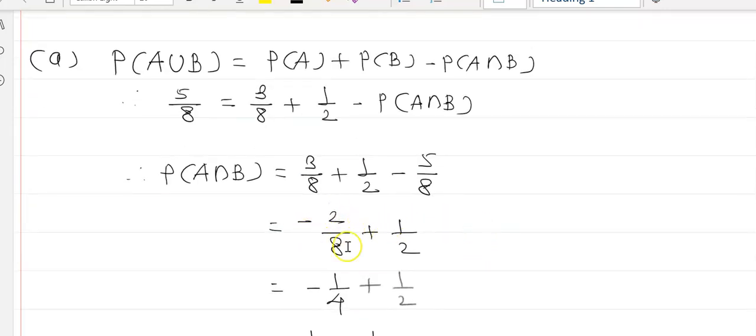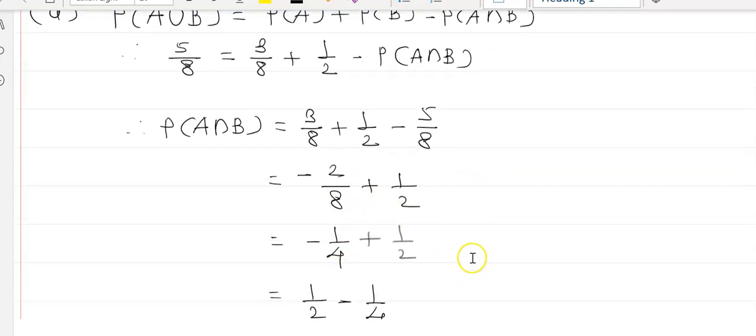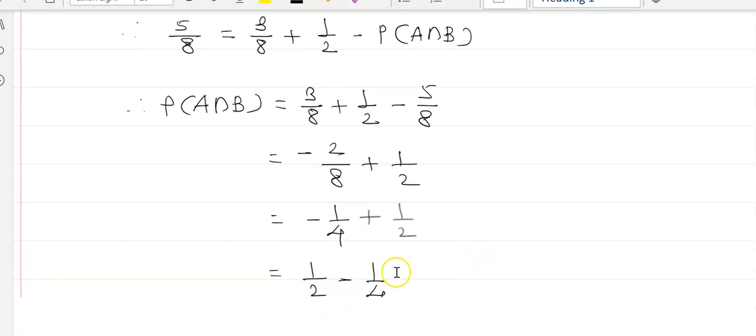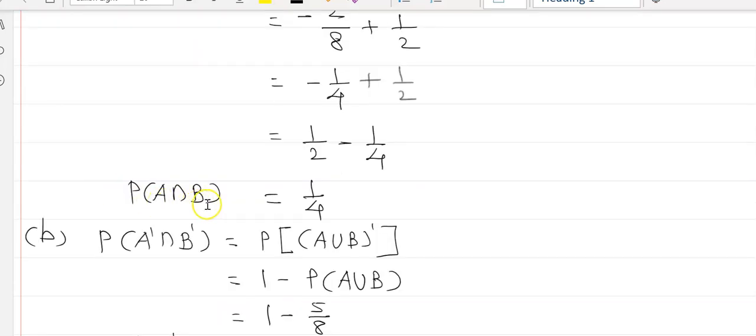That is nothing but 3 by 8 plus 1 upon 2 minus 5 by 8, which gives 1 upon 2 minus 1 upon 4, that is equal to 1 by 4. Therefore, probability of A intersection B is equal to 1 upon 4.